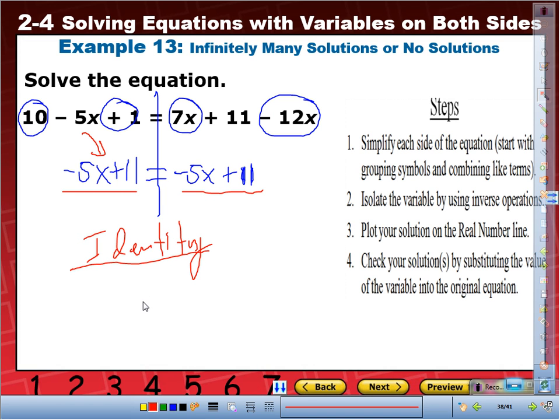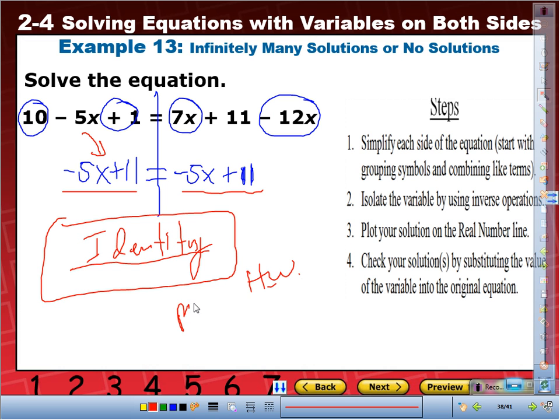So you're going to get a couple of those. In the answer, you don't solve it, you just write identity. Okay? Homework is found on pages, what? 95 to 96, numbers 1 through 35 odd.